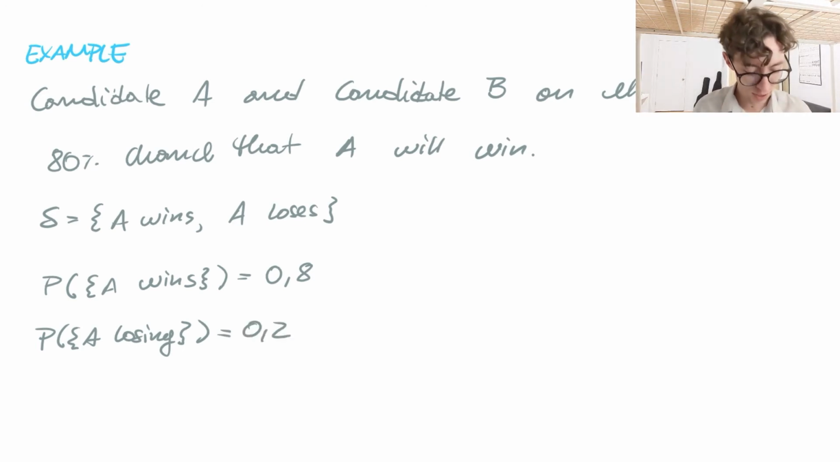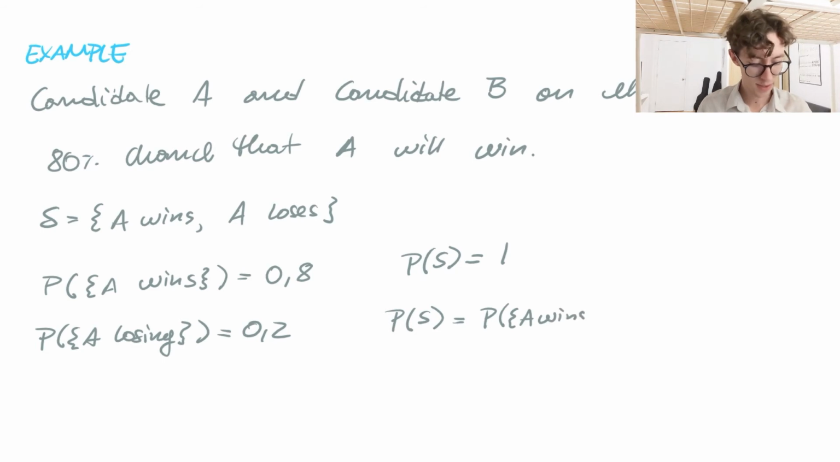How did I do that? Well, I know that my S is A wins or A loses. My sample space is either A wins or A loses, right? And I know that the probability of S is equal to 1, right? Because I only have two events, I can say that my probability of S is equal to the probability of A wins union A loses.